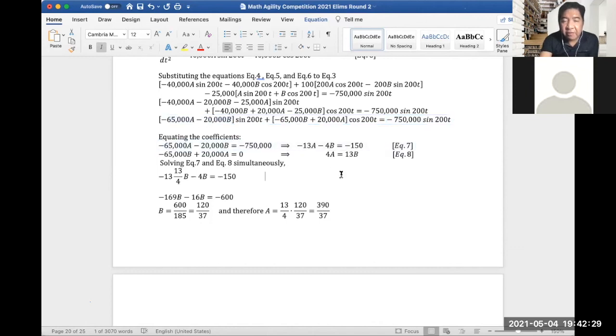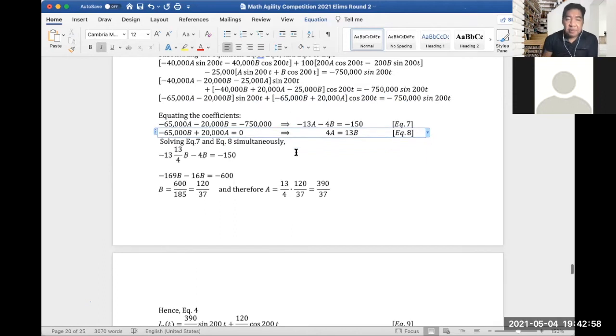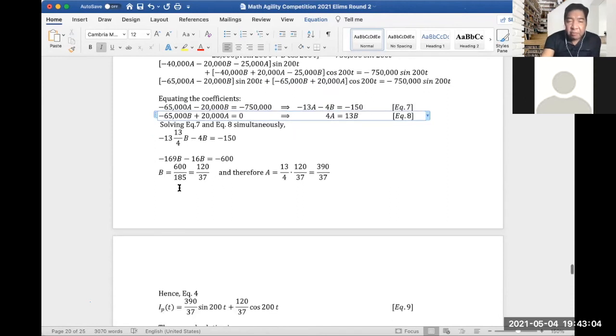And we simplify it. So we have negative 13A minus 4B equals negative 150. Okay. And then since we have no cosine 200t on the right-hand side of the equation, we equate it to zero. So negative 65,000B plus 20,000A is equal to zero here. So we have equation 8, which is 4A equals 213B. So by solving simultaneously equations 7 and 8, we got the value of B as 120 over 37, and the value of A as 390 over 37.